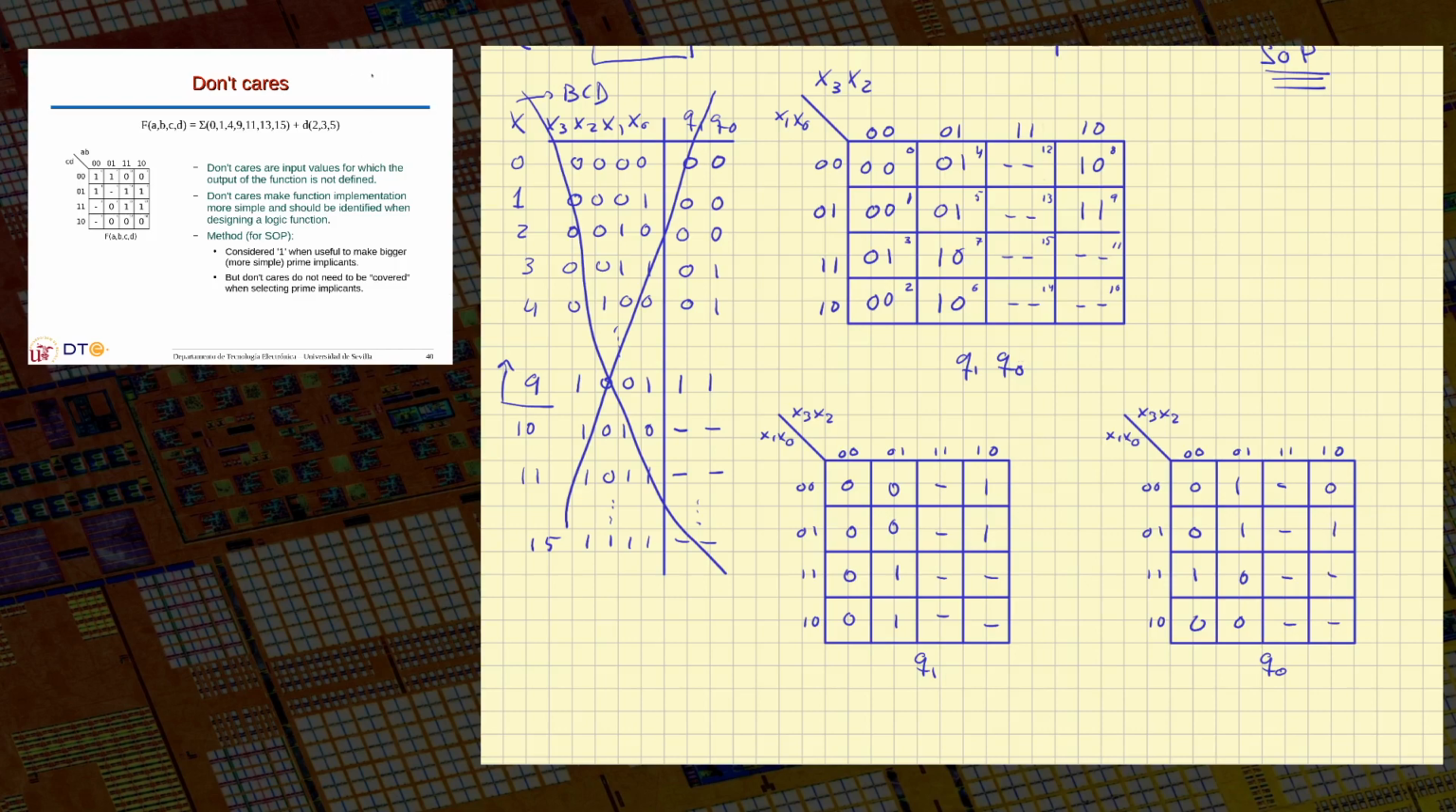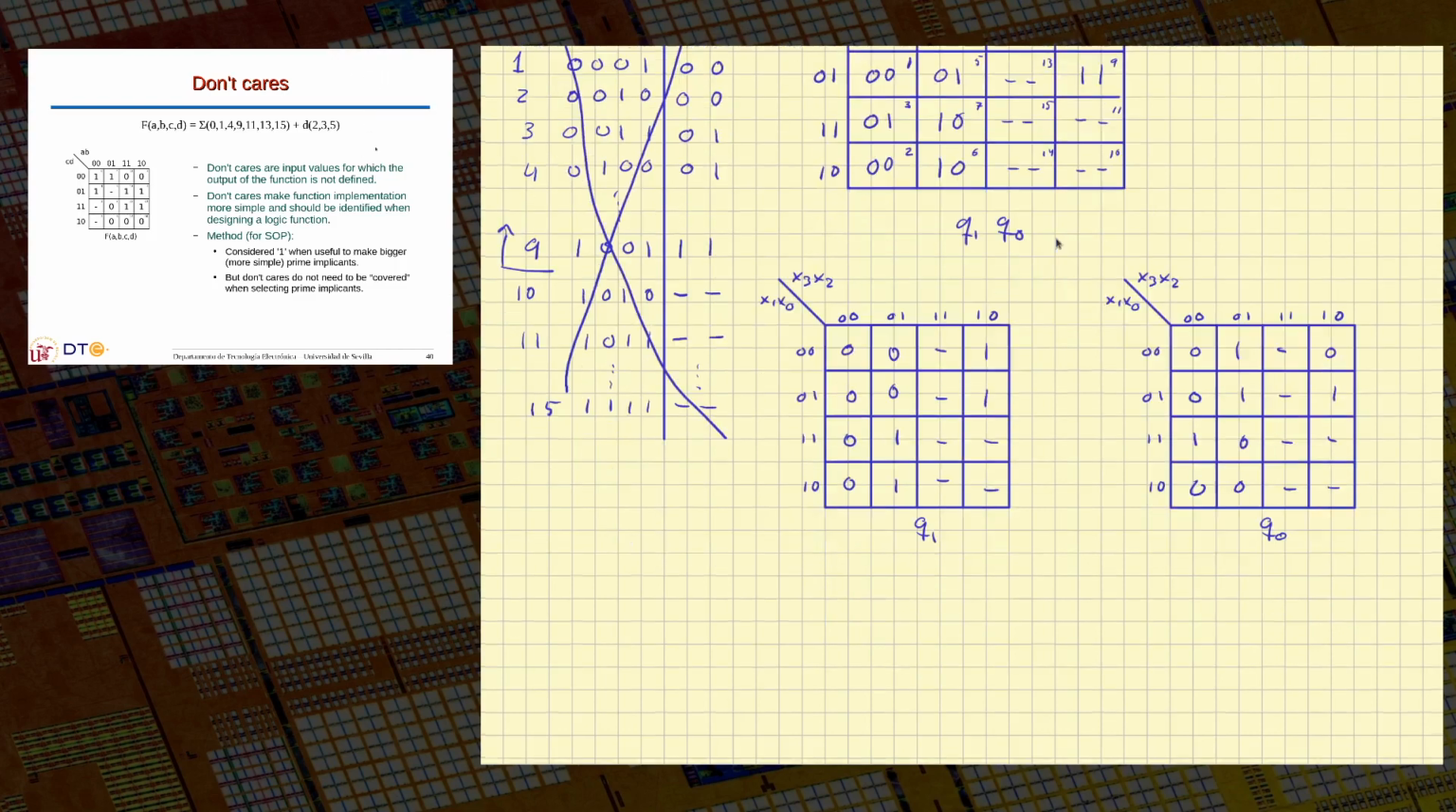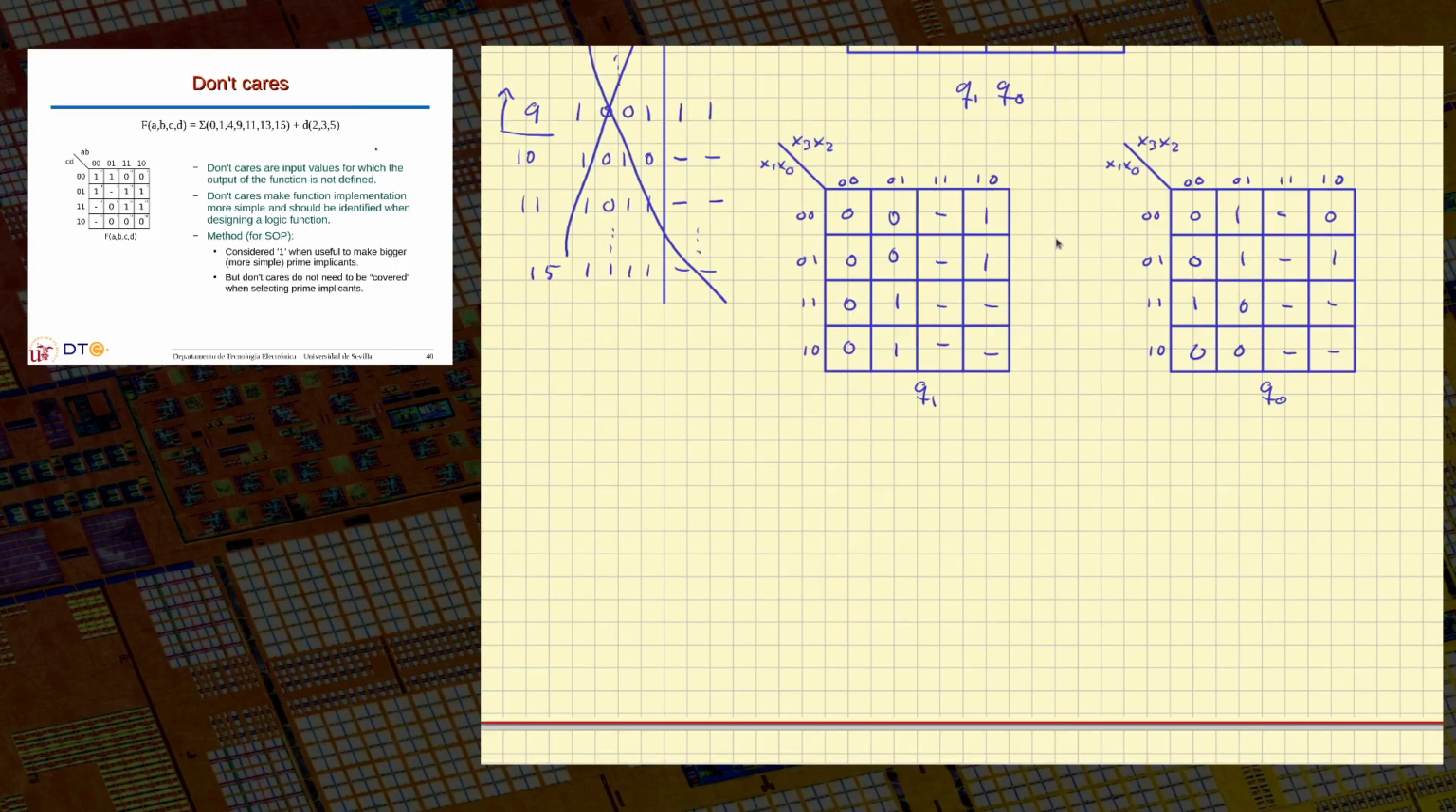Okay, now I can start finding the minimal expression as a sum of products. As you remember, because we want a NAND implementation. Now, the good thing about don't cares is that I use them as if they were ones in order to simplify my prime implicants. So for example, starting at this one, I have an implicant here. So for me, it's good to consider these as ones as well, to have a bigger prime implicant here. So I consider those don't cares as one.